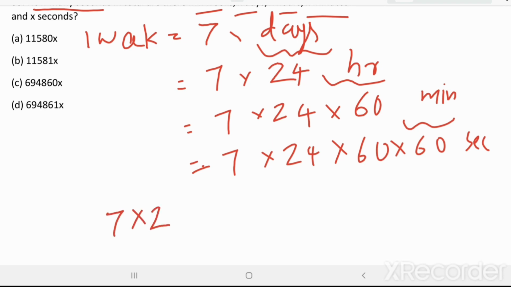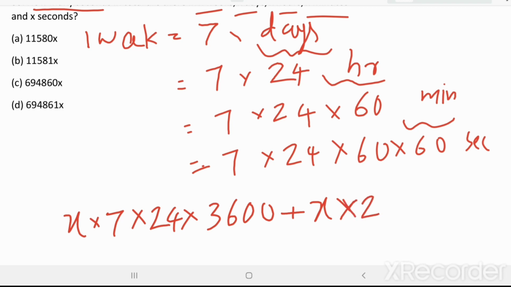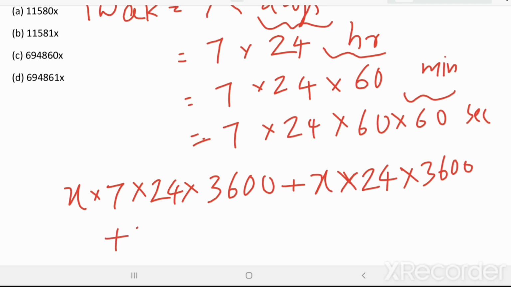X weeks equals X into 7 into 24 into 60 into 60 seconds. Then X days equals X into 1 day, which is 24 into 60 into 60 seconds, so X days equals X into 24 into 3600 seconds. Then X hours equals X into 1 hour, which is 60 into 60 seconds, that means 3600 seconds.